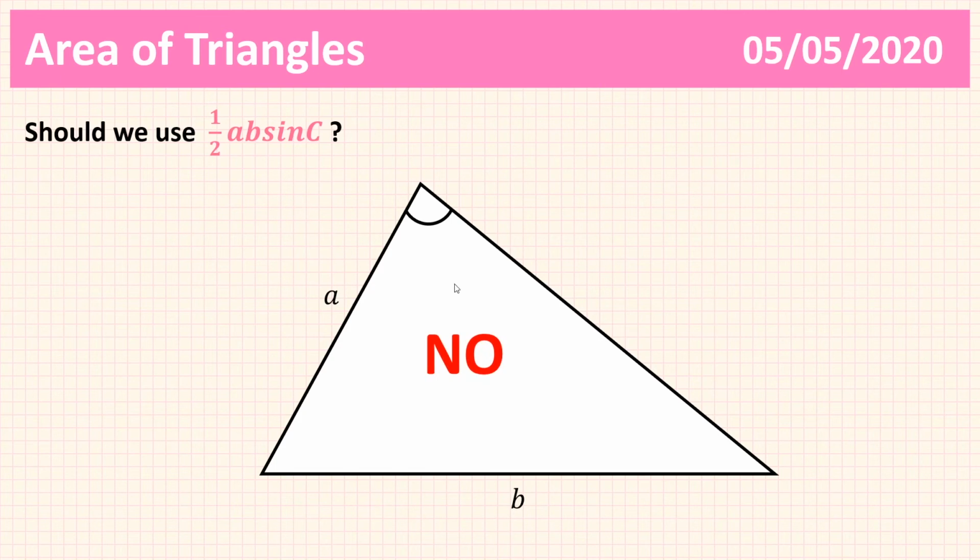Well, the answer is no, we shouldn't. And that's because the angle that we're given is not between A and B. The angle that we need is this one. This one here is between A and B, and then we can use a half AB sine C. What about this one? Should we use a half AB sine C?